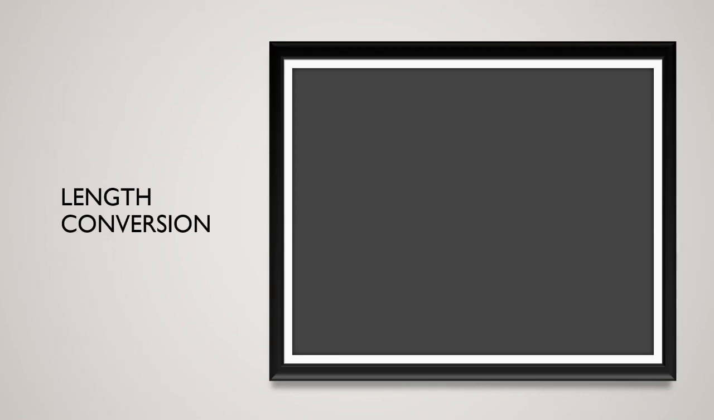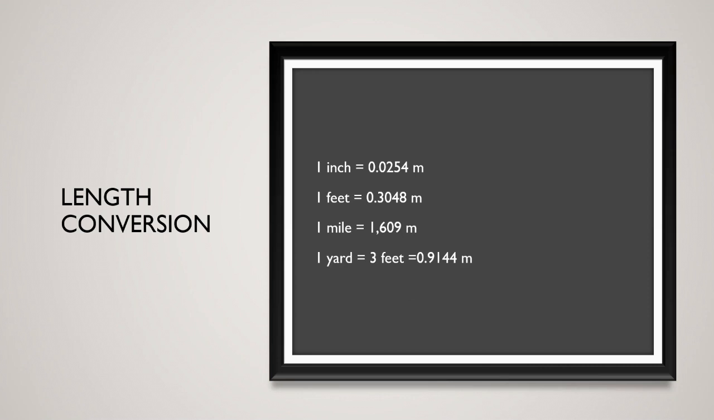Now we will discuss length conversion. There are some units that are not included in the metric chart for conversion, just like these units on the right side of the screen. For example, 1 mile is equal to 1609 meters, or 1 yard is equal to 3 feet, or also equal to 0.9144 meters.